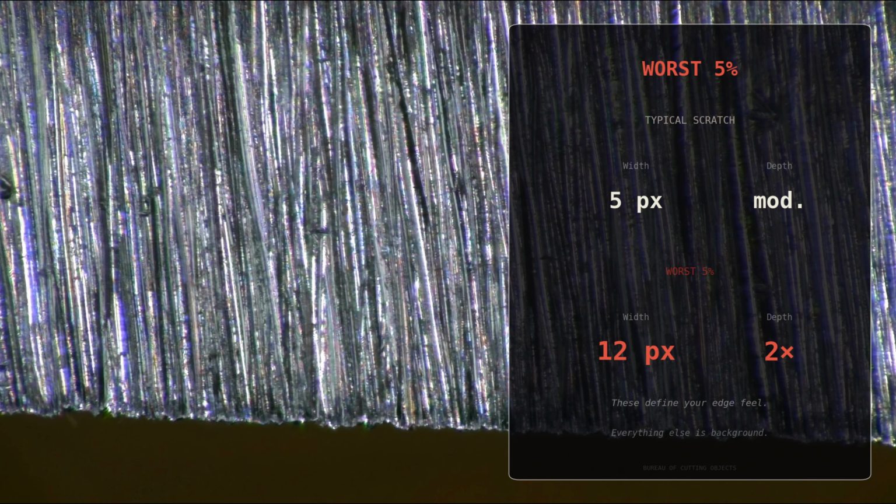And of course, it's the outliers that matter most. The typical scratch is 5 pixels wide and moderately deep, but the worst 5% are 12 pixels wide and almost twice as deep. Those are the scratches that define how rough your edge actually feels. Everything else is background noise.